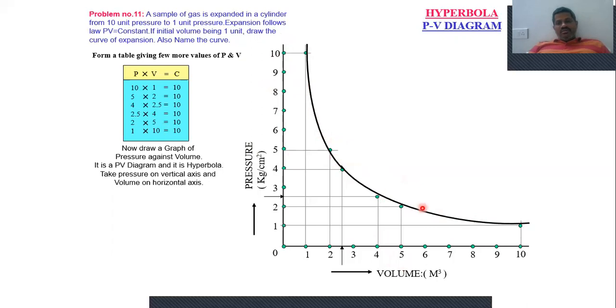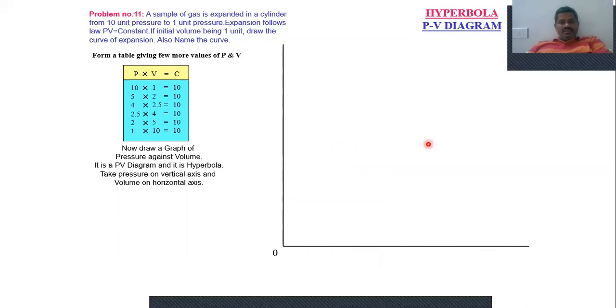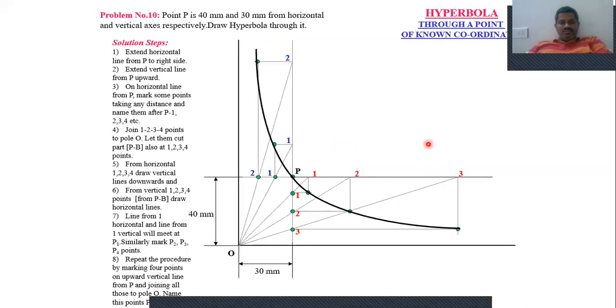So by joining all these points, we will get a smooth curve. That curve is nothing but a hyperbola. Now let us see the previous figure also, the directrix and focus method. And this is not directrix, this is a hyperbola to a given point.